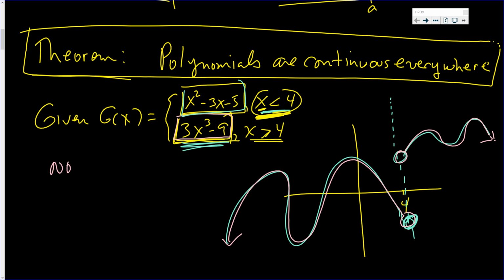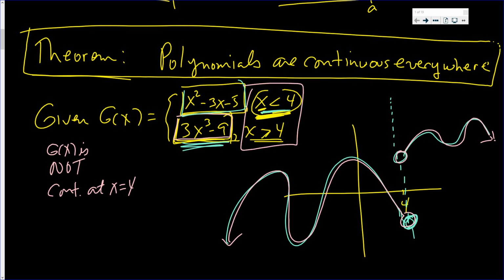The question is, is it continuous at 4? And of course the answer is g of x is not continuous at x equals 4. It's not even defined at 4. Even if the part that I was erasing linked up really nicely here, it's not defined at 4. At 4, we definitely have a circle there. It's not defined at 4. Okay, so now that one's done.